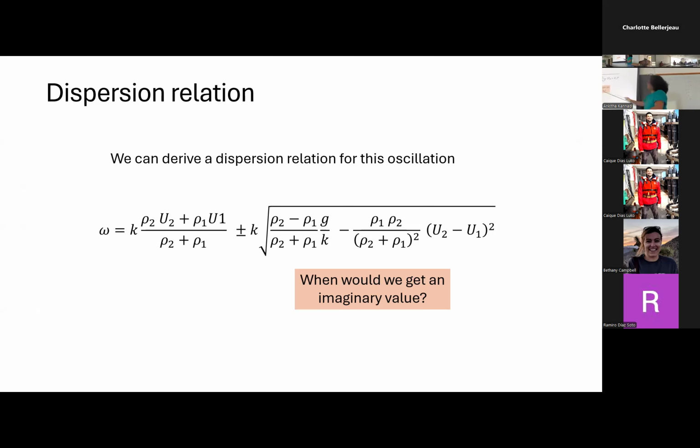And note that in the solution, you have two roots, right? So you have a case where you have a solution that's exponentially growing, and you have a case where you have a solution that's exponentially decaying. So it's really the exponentially growing solution that drives the instability.